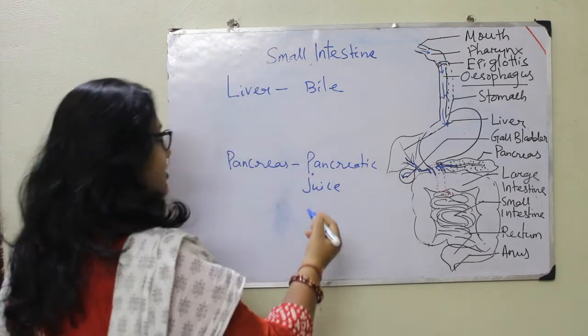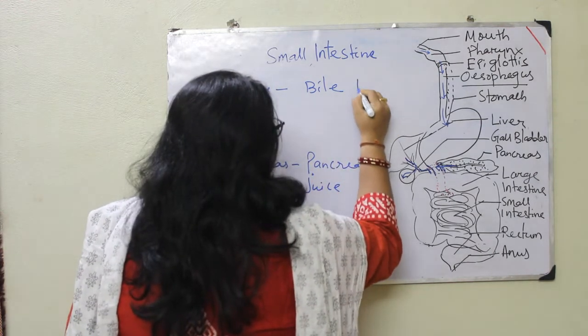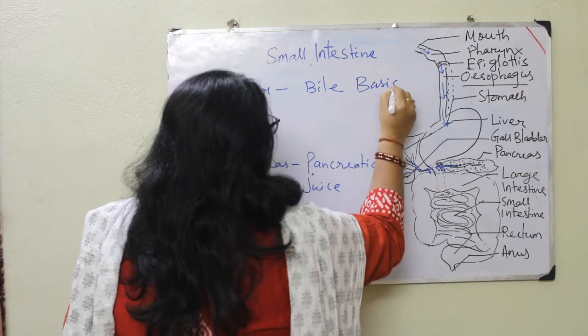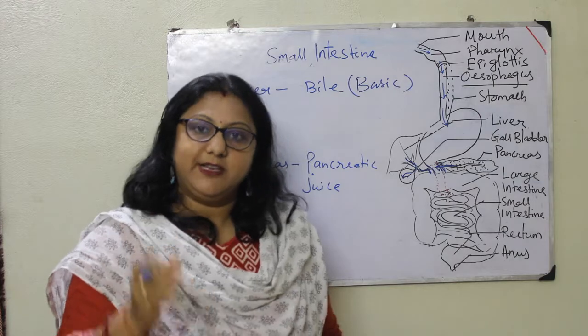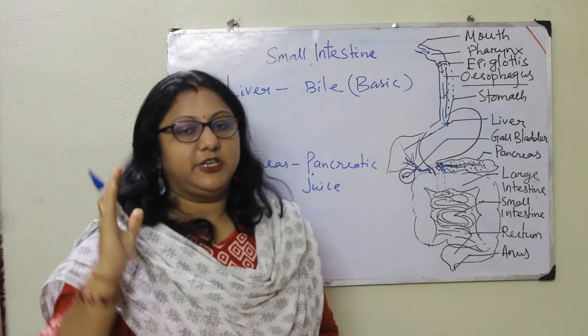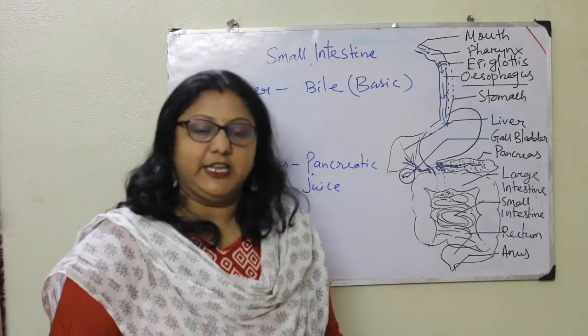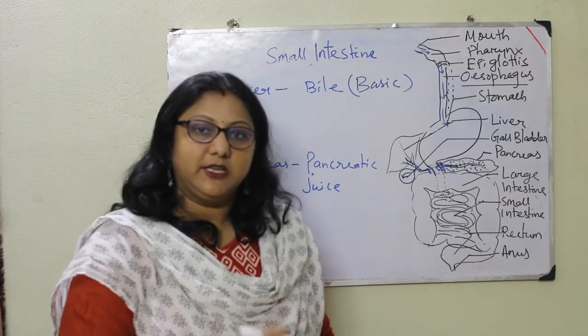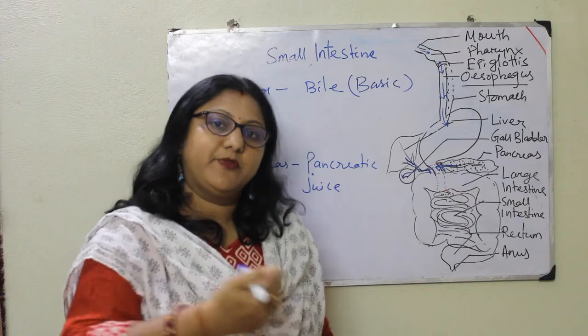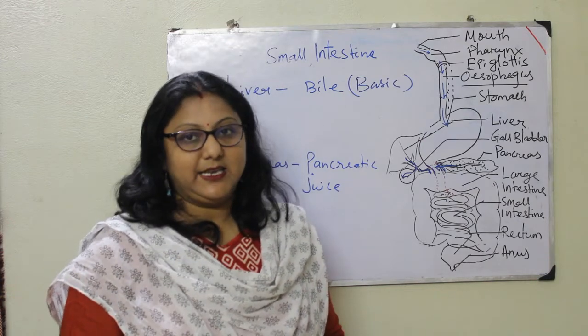The bile is basic in nature. That means the pH of bile is from 7 to 14; it is highly basic in nature. Now why do we need a basic substance to mix with the food? Because the food which is coming from the stomach is acidic in nature.